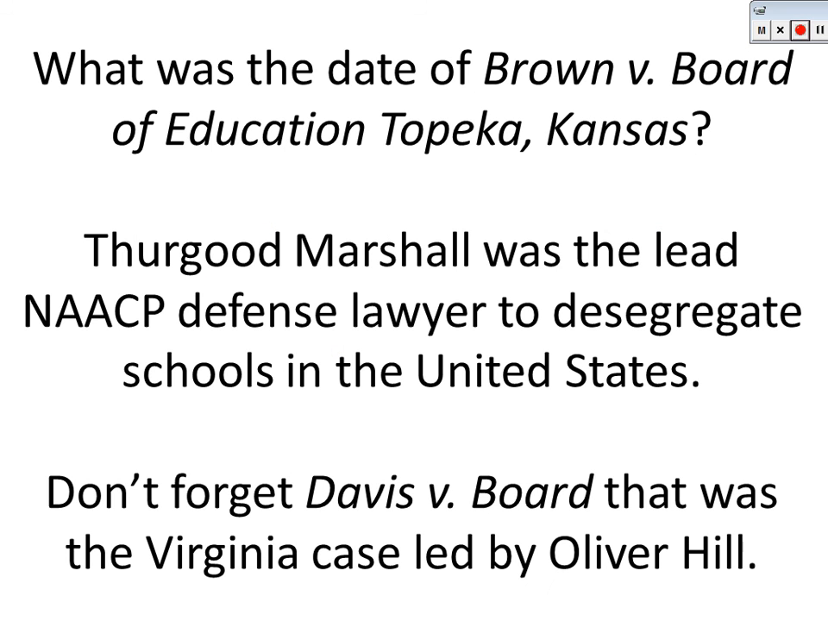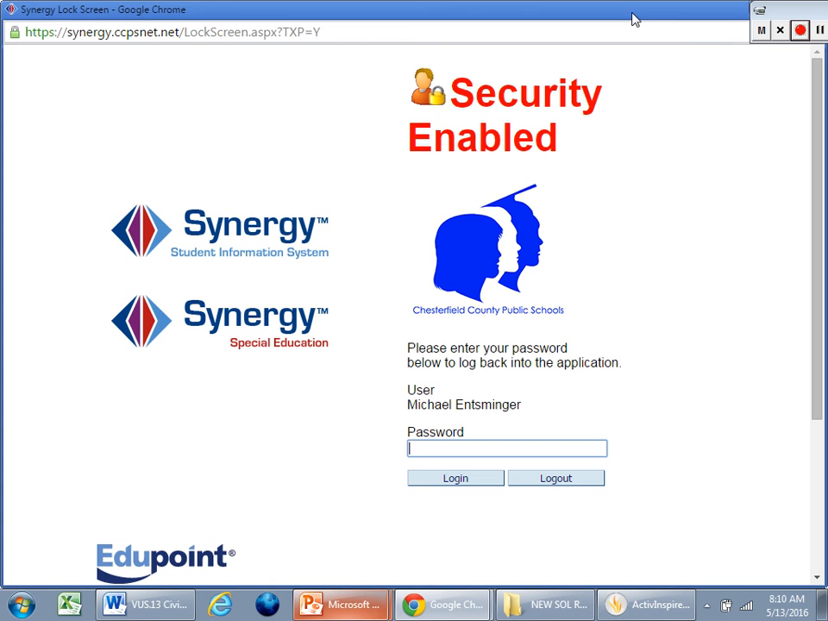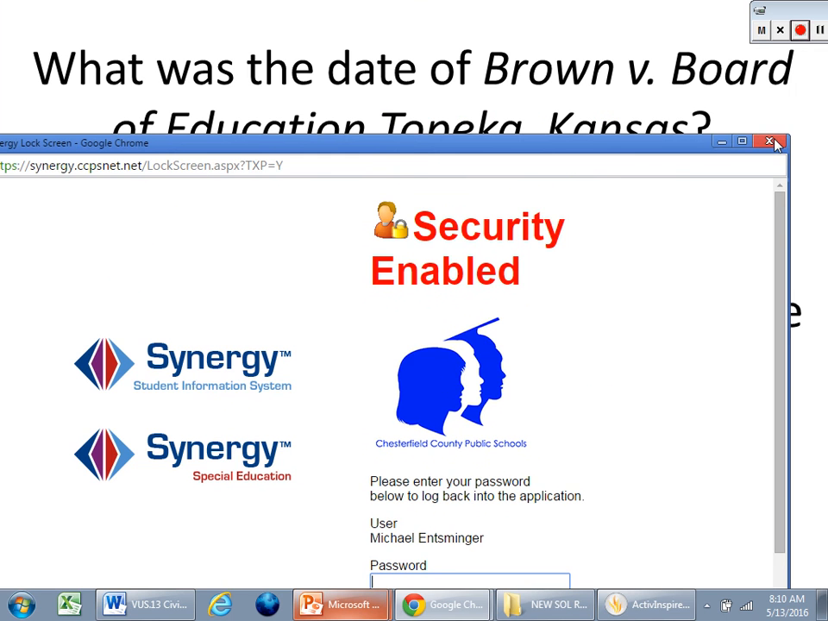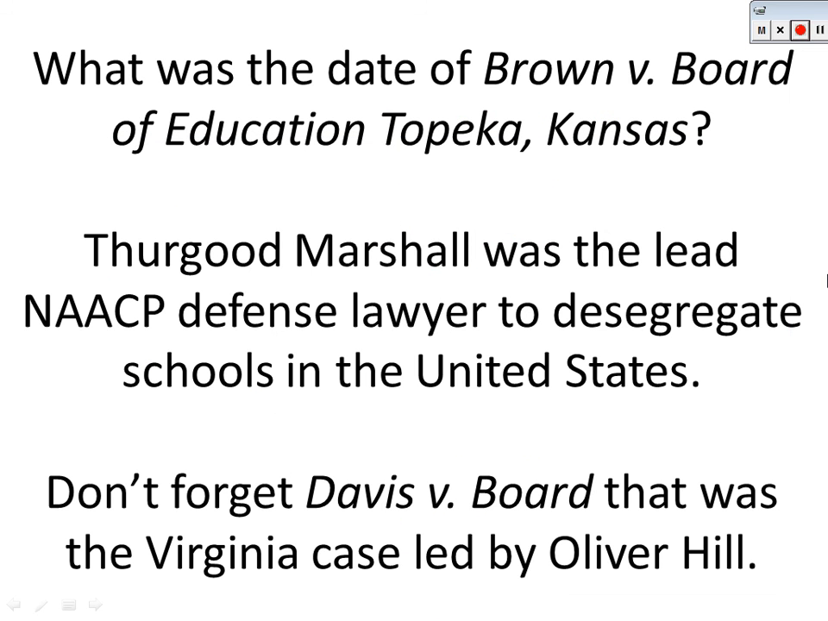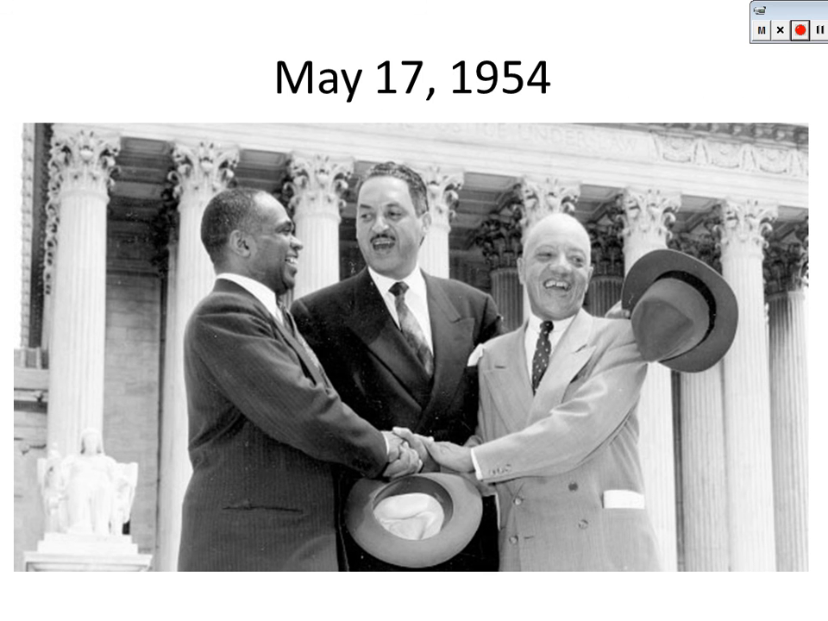What was the date of Brown v. Board of Education, Topeka, Kansas? Thurgood Marshall was the lead NAACP defense lawyer to desegregate schools. And we can't forget the Davis v. Board case. That was the case led by Oliver Hill. Good job. May 17th, 1954. There's Thurgood Marshall in the middle.